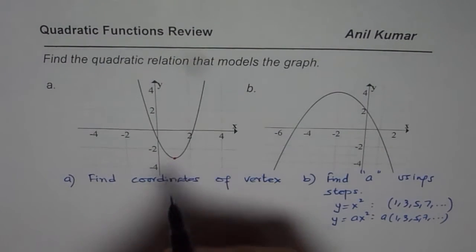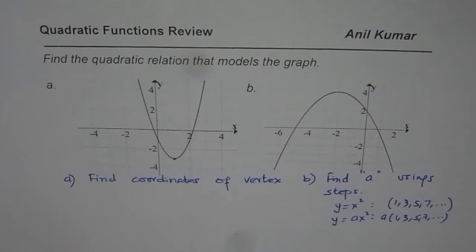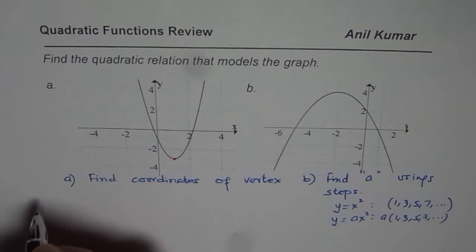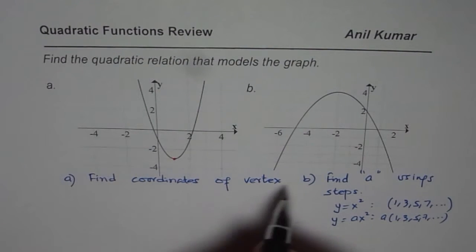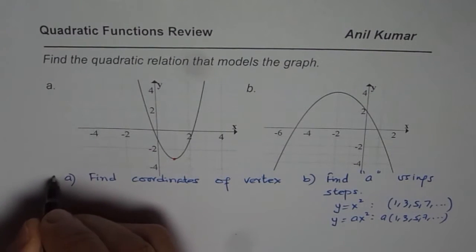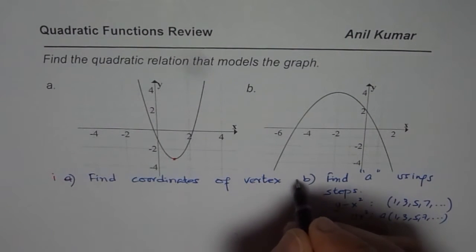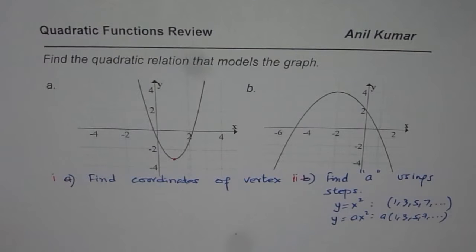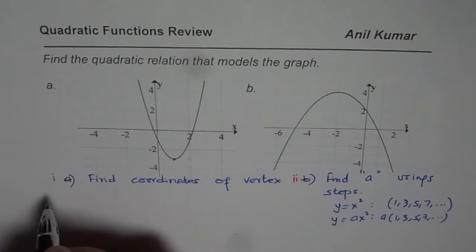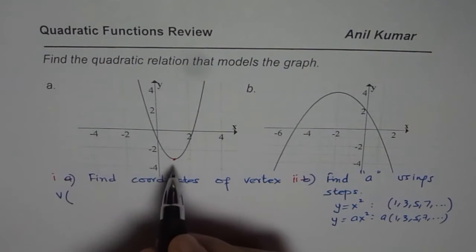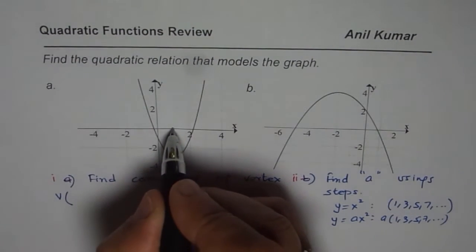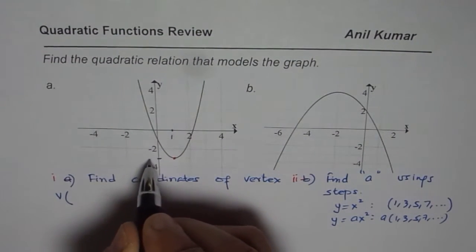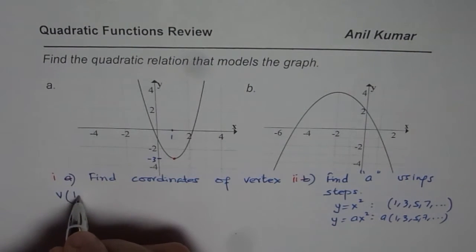Now in the first graph, there is the vertex. So we can write, we're doing a first. These are actually the two steps. Let me write them as step 1 and step 2. Now for the first graph, the vertex V, let's call, is at (1, -3). So (1, -3).